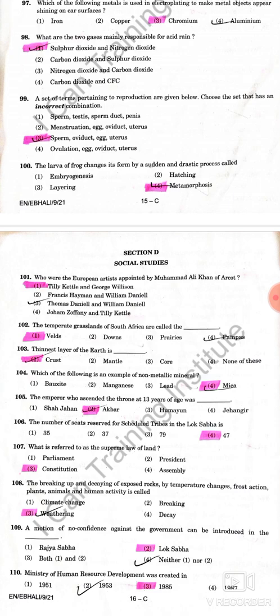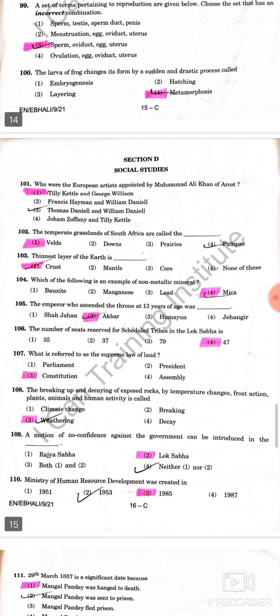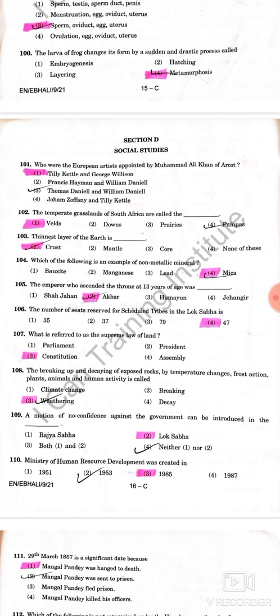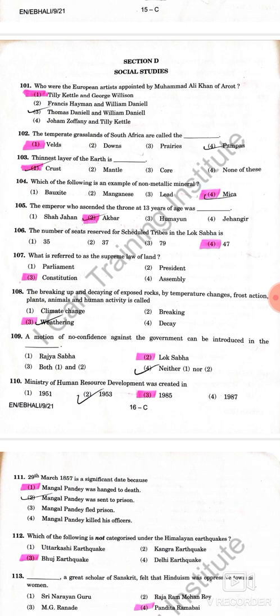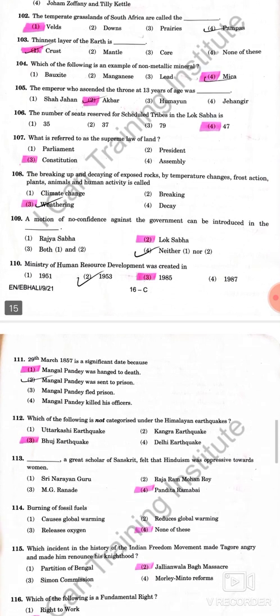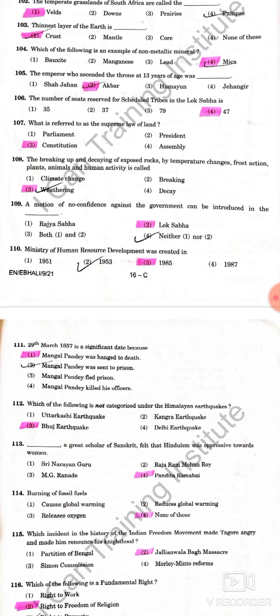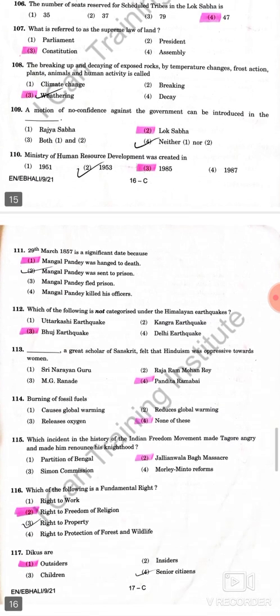number 4. Question 107. Which is referred to as the supreme law of the land? And the answer is option number 3. Question number 108. The breaking up and decaying of exposed rocks by temperature changes, frost action, plants, animals and human activity is called, and the answer is option number 3. Question number 109. A motion of no-confidence against the government can be introduced in the, and the answer is option number 2. Question 110. Ministry of Human Resource Development was created in, and the answer is option number 3.